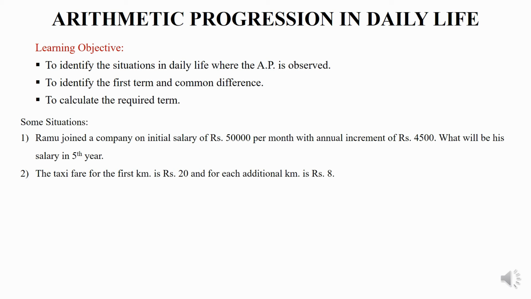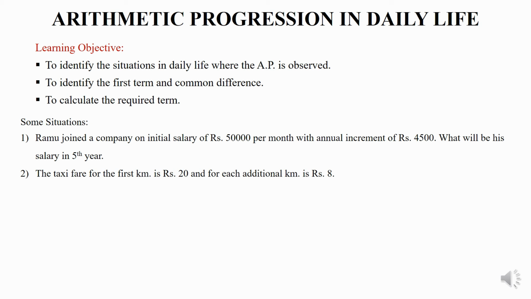Means after the minimal charge of 20 rupees, after covering the first kilometer he has to pay 28 rupees. For the next kilometer, 28 plus 8 is 36. For the next one, 36 plus 8 is 44. Like that, we are going to add 8 rupees for each additional kilometer.